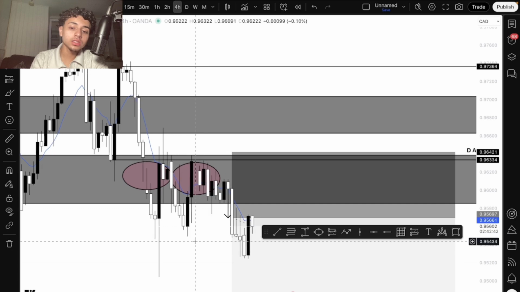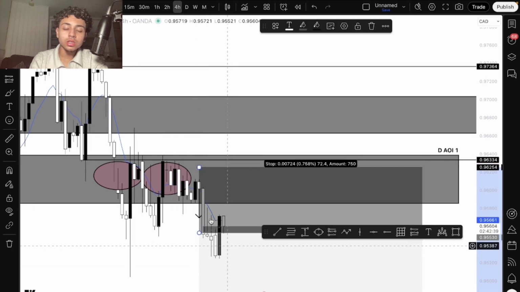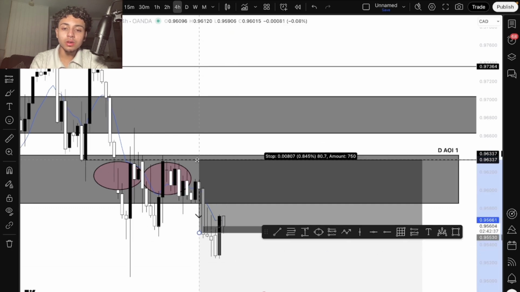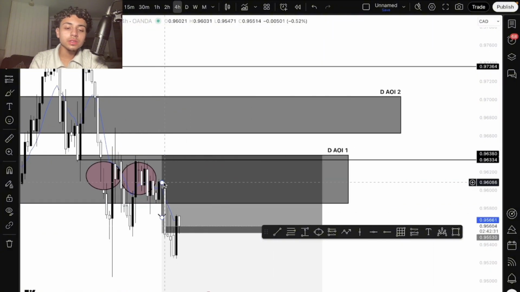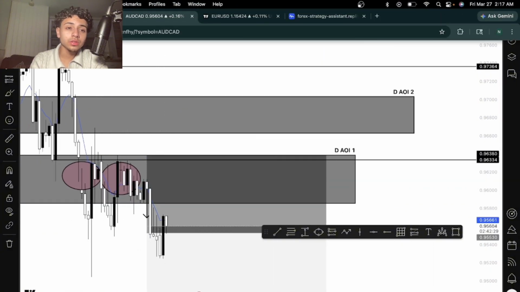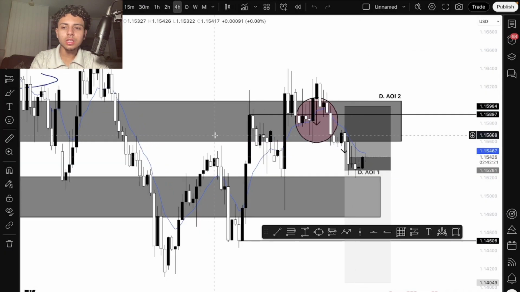So if I would have gotten in this market, I would have gotten in right here, definitely, and then I would have put my stop loss probably up here. But I didn't get in it because I was already on GBP CAD, and currently with the war and news, I'm not interested in getting into two markets.